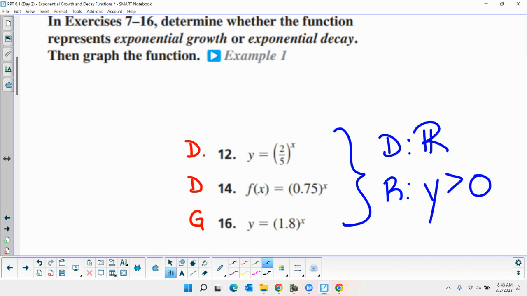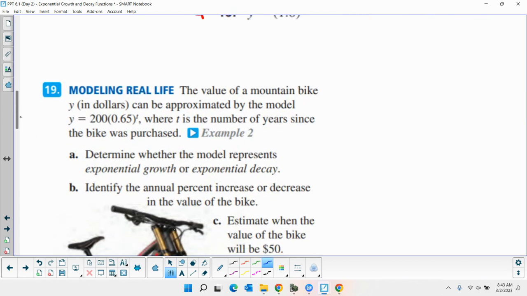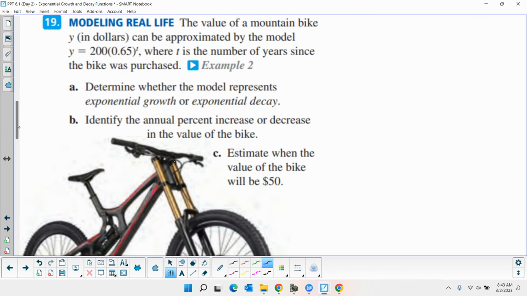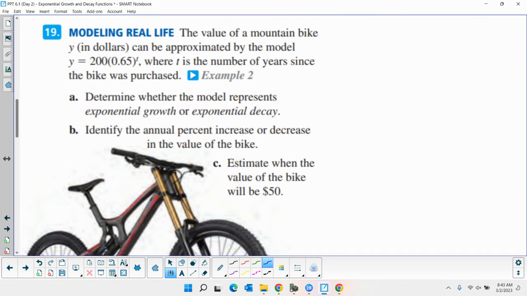Okay? And then we jumped to 19. All right? The value of a mountain bike in Y dollars is approximated by that model, where T is the number of years since the bike was purchased. So this number in parentheses, is that bigger than 1 or less than 1? Less. So is that growth or decay? Decay, right? So this is decay.